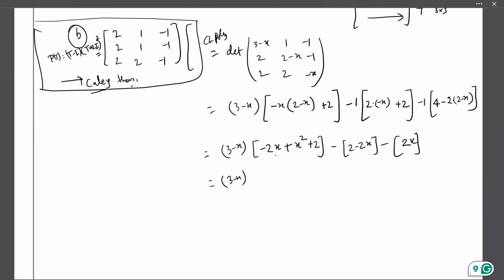3 minus x, x square minus 2x, plus 2, minus, you're getting minus 2x, minus 4x, oh sorry, plus 4x minus 2. Is there a mistake? Sorry, 2x gets cancelled. 2x minus 2x will cancel. We'll get minus 2, and we get minus 2 only. Yes. So x minus 1 satisfies this equation, or we let this equal 0.